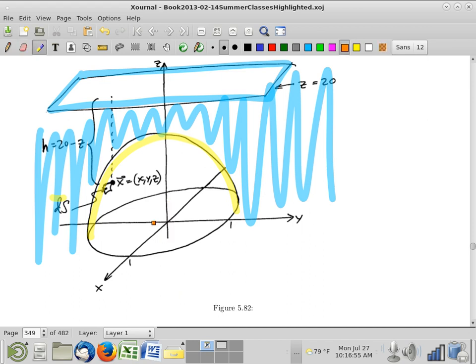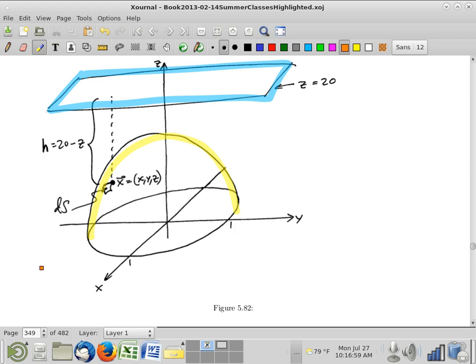How much force is there on this dome? Okay. Now, force is pressure times area. So those of you who have had intro physics courses, force is pressure times area. Pressure depends on depth.